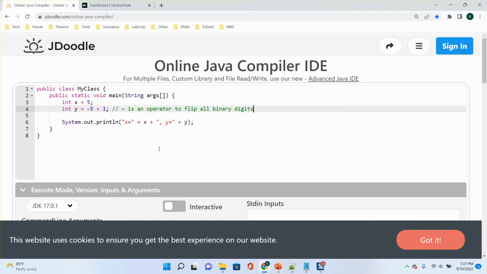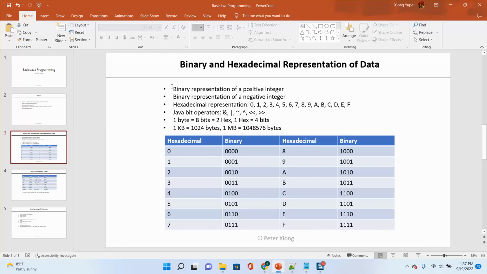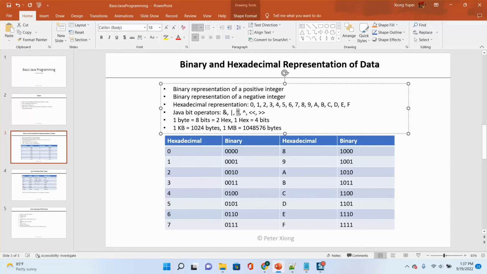If you are very new to this binary and hex representation, you may watch this video several times to understand how to do that. Now let's come back. So we talk about binary representation of a positive and a negative number. Then we talk about the hex representation. Next, I will talk about the bit operator. So we have AND, or I just introduced this NOT, right? And this is exclusive OR. This is the bit operator, bit shift to the left, bit shift to the right. I will explain later.